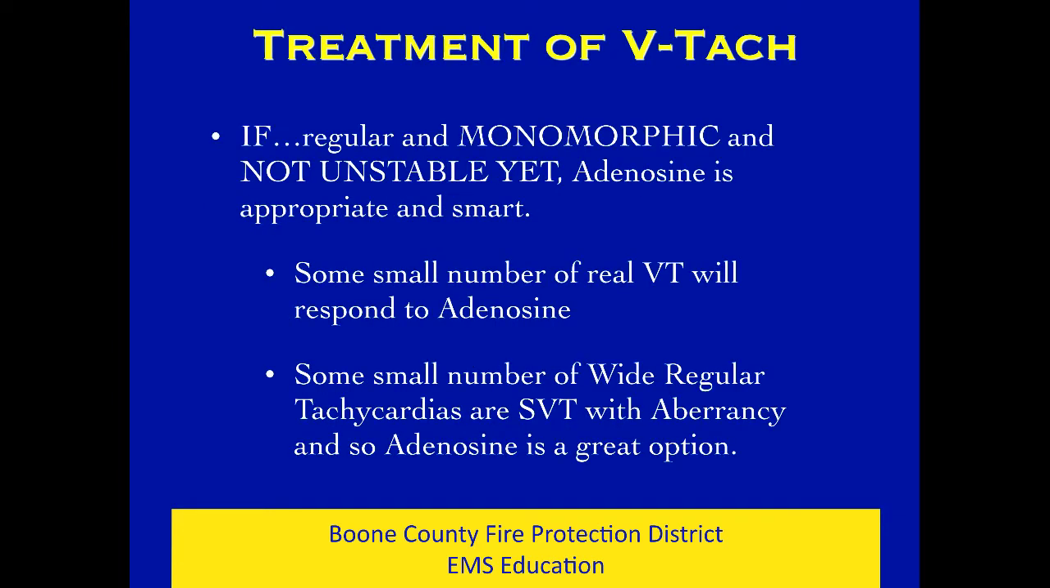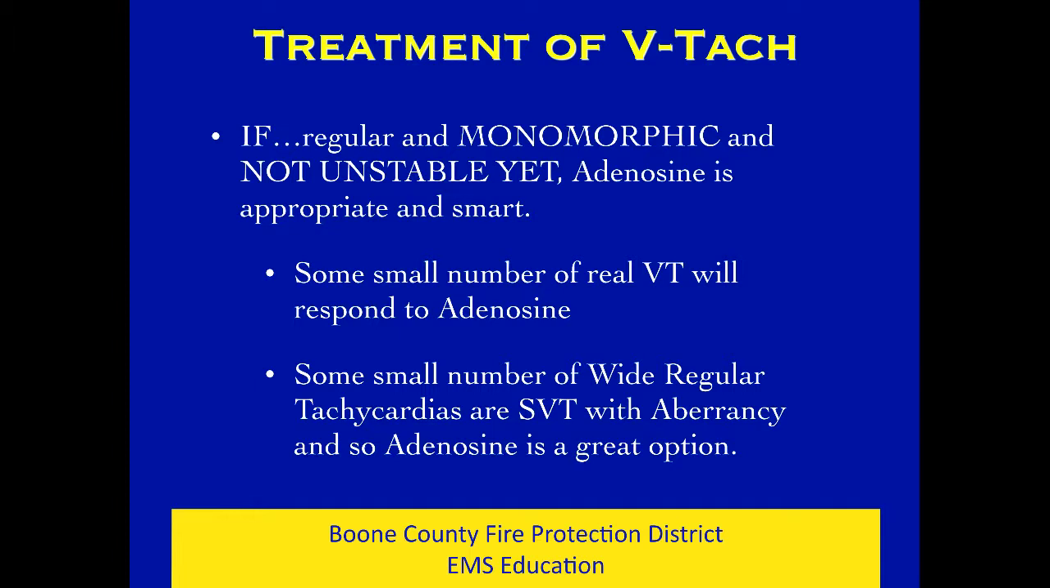So most of the time, your wide regular tachycardia is V-tach. And if you treat them all like they're V-tach, it's safe, and we're going to be fine. So how would you treat the V-tach? Well, here's the deal. Adenosine is not a bad option in the specific special case where the wide regular rhythm is monomorphic and the patient is not unstable yet.